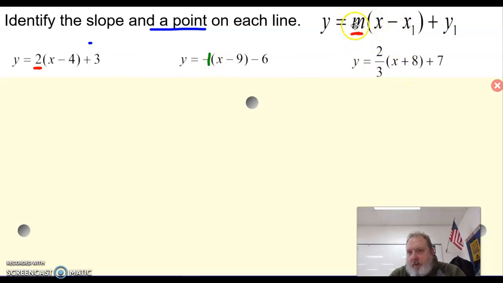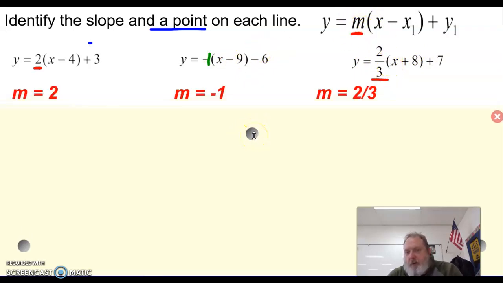We want to identify the slope, that's our m value. That is going to be the number in front of the parentheses. So for this very first one, our slope is going to be 2. For this middle one, our slope is going to be negative 1. For the third one, our slope is 2/3. Again, the slope is the value in front of the parentheses. So there is the first thing we're going to identify. Again, from the equation, we're able to identify the slope.